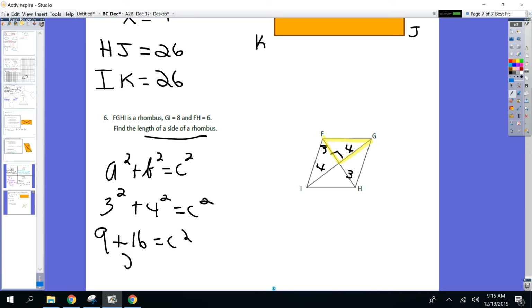What do I have there? 25. So the length of one side would be 5 units. If I had a part B to this question, what's the perimeter? What do we do there? If one side's 5, they're all 5, and we add them up.